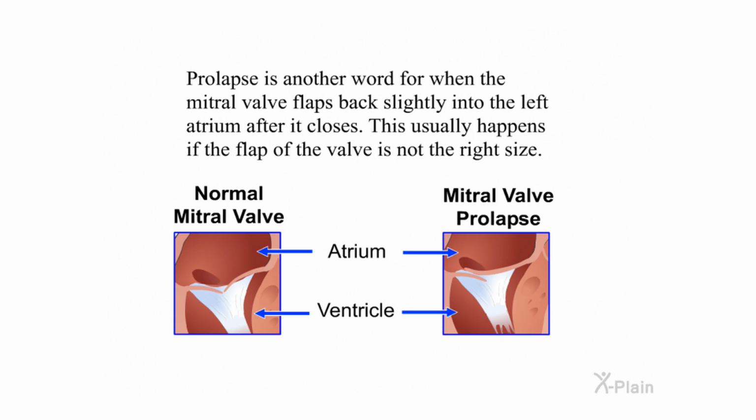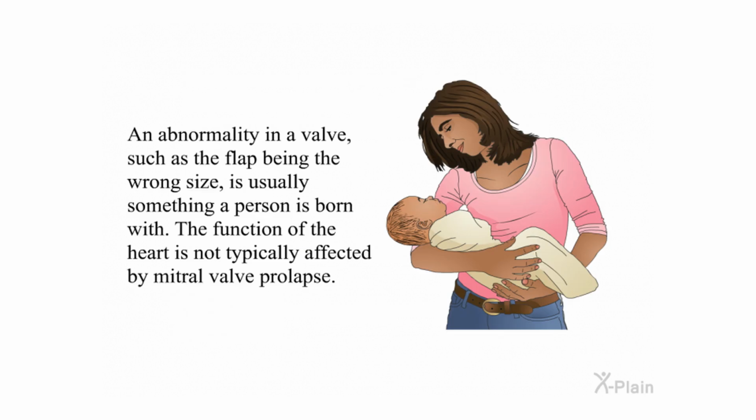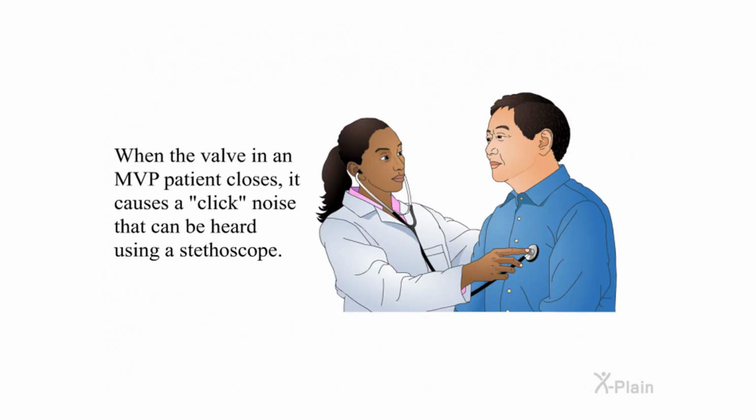Mitral valve prolapse. Prolapse is another word for when the mitral valve flaps back slightly into the left atrium after it closes. This usually happens if the flap of the valve is not the right size. An abnormality in a valve, such as the flap being the wrong size, is usually something a person is born with. The function of the heart is not typically affected by mitral valve prolapse. When the valve in an MVP patient closes, it causes a click noise that can be heard using a stethoscope.